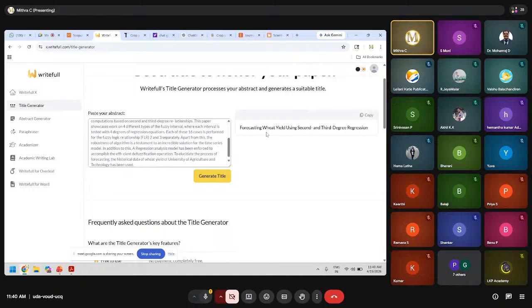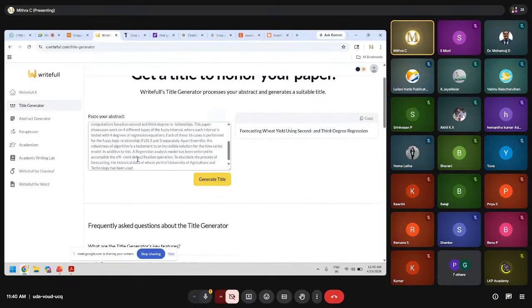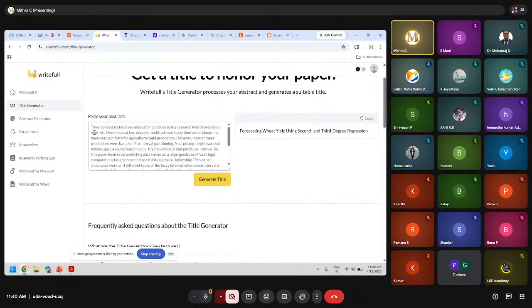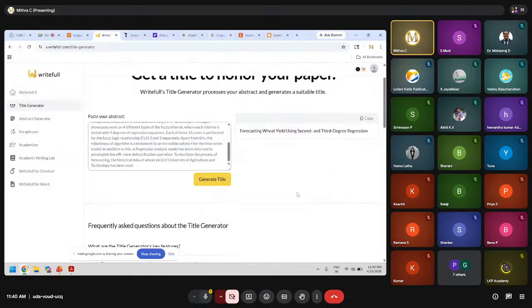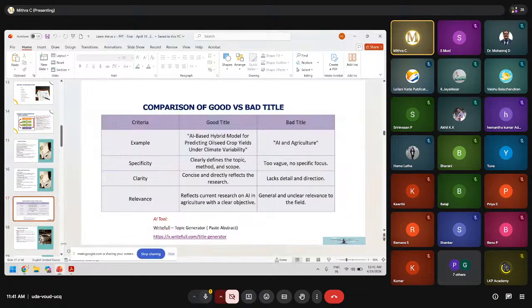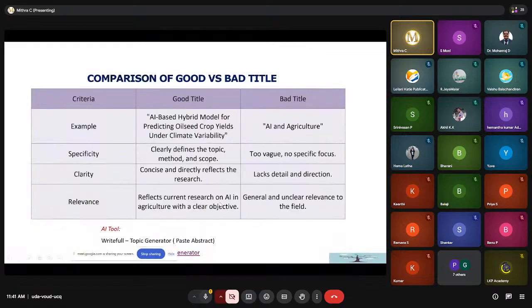Yeah, it is giving you forecasting yield using second and third degree regression. So this is one kind of title that I have received. Based on the content provided in the abstract, the title has been generated by the tool. So you don't need to put in effort nowadays, as the tool itself is helping you simulate all these issues. Hope you're clear with it. Am I clear with this concept?